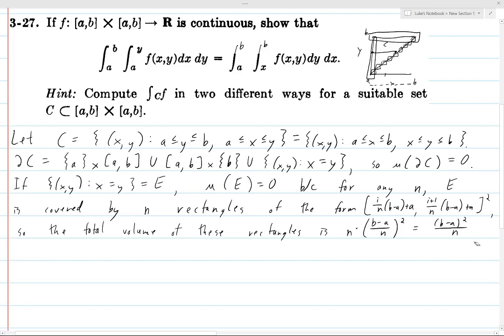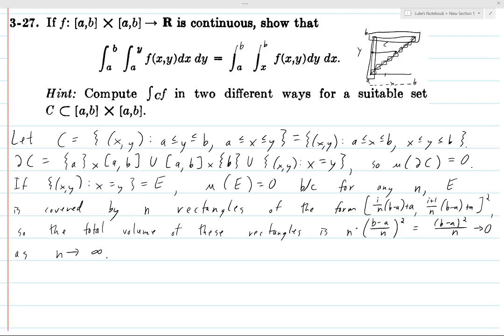Which goes to 0 as n goes to infinity. Meaning that given any epsilon greater than 0, you can give an n large enough so that (B minus A) squared over n is less than epsilon. Meaning that the corresponding rectangles have total length less than epsilon, but cover this set E. And so therefore E has measure 0.